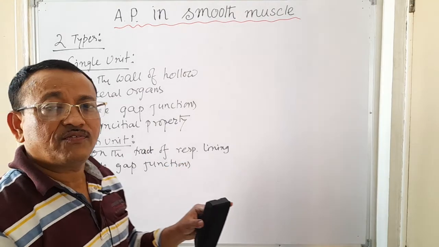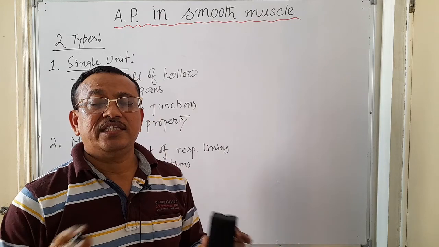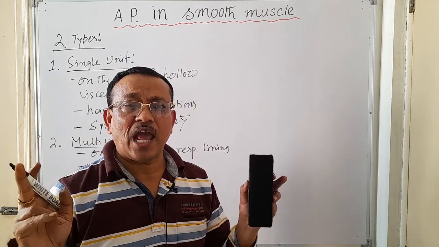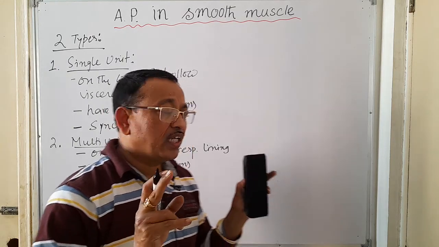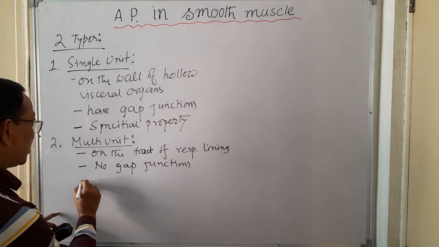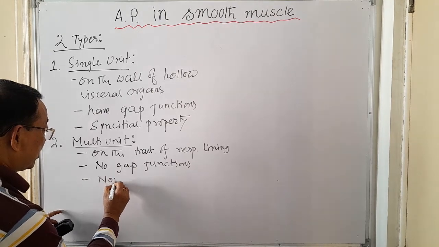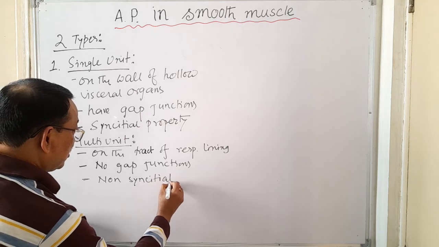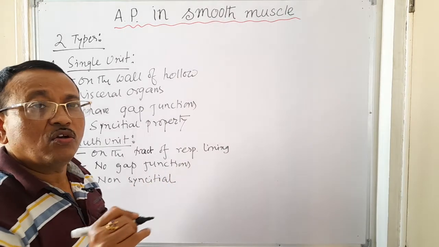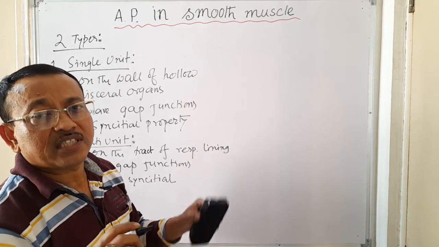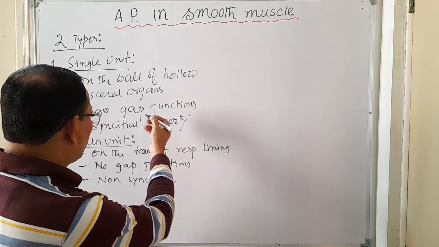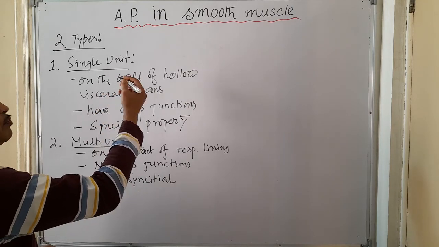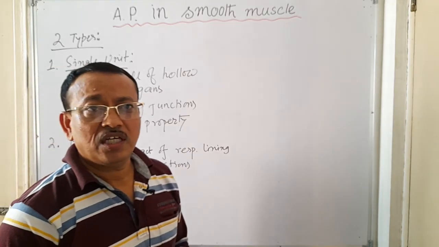As they do not have any gap junctions, they function single-handedly. They do not act in concert. So this type of nature is known as non-syncytial, or no presence of syncytium. So these are the two types of the smooth muscles which are present in our body.